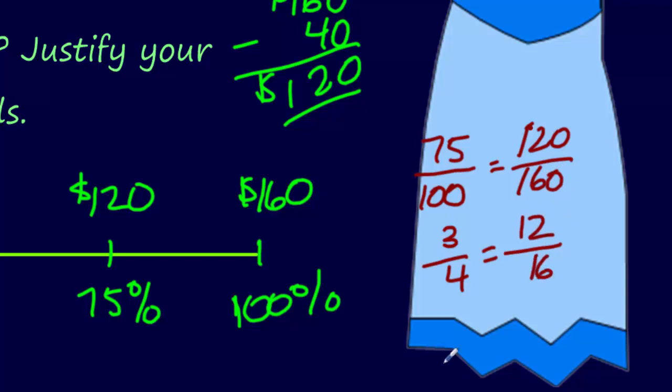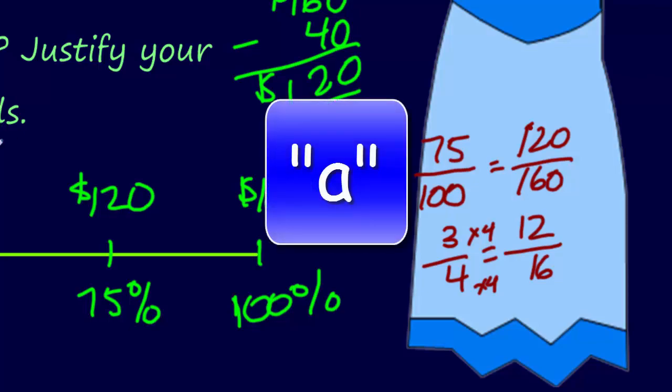Much easier to look at. And look at that, times 4, times 4. It is. These ratios are equivalent. Therefore, her friend is correct. I hope that made some sense for you.